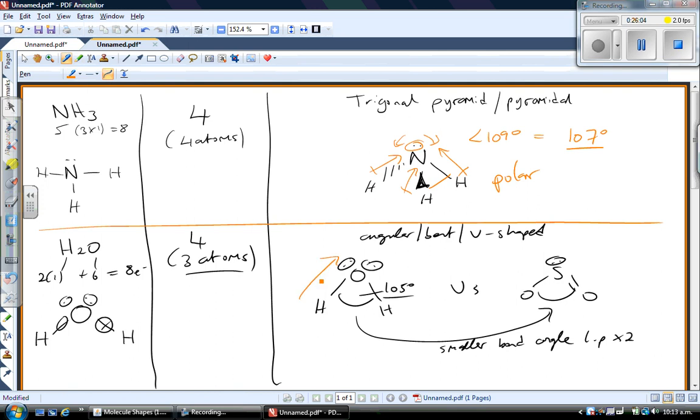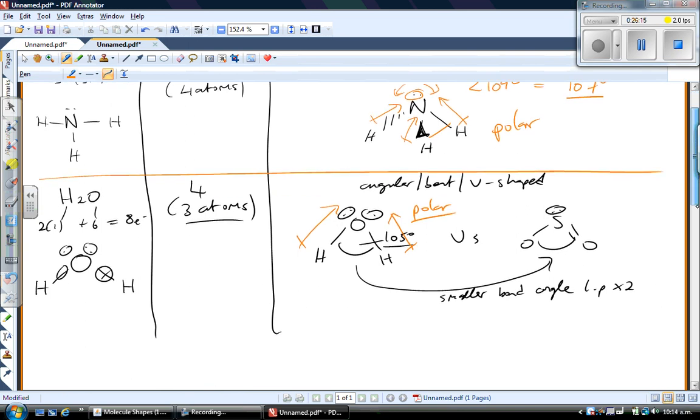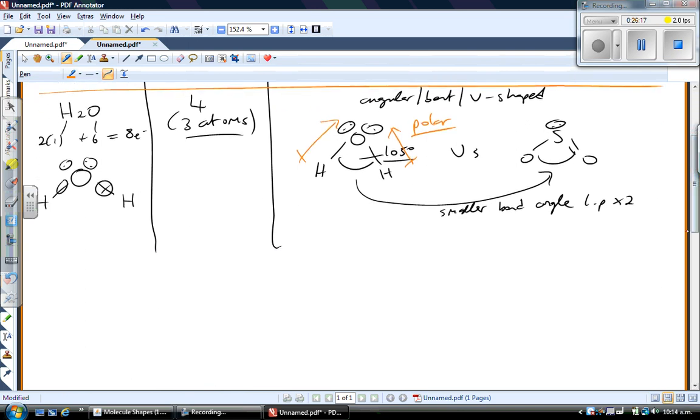Electronegativity, or electron density, is moving towards the oxygen. In both cases, the dipoles don't cancel, so this is polar. Water is definitely polar, and is one of the reasons why it's such a good solvent for so many ionic compounds. We continue our table on down, and we're nearly finished.